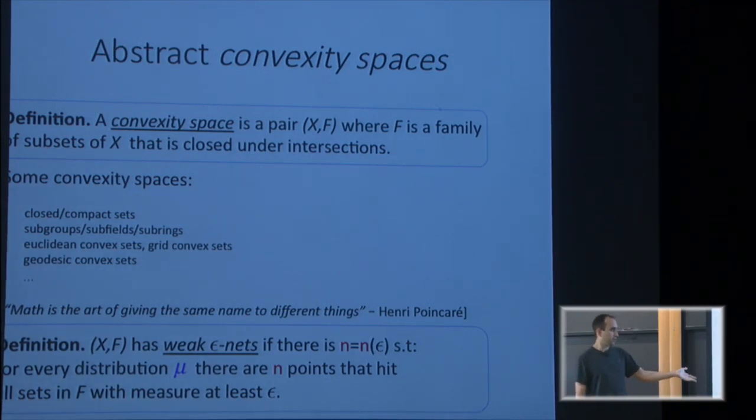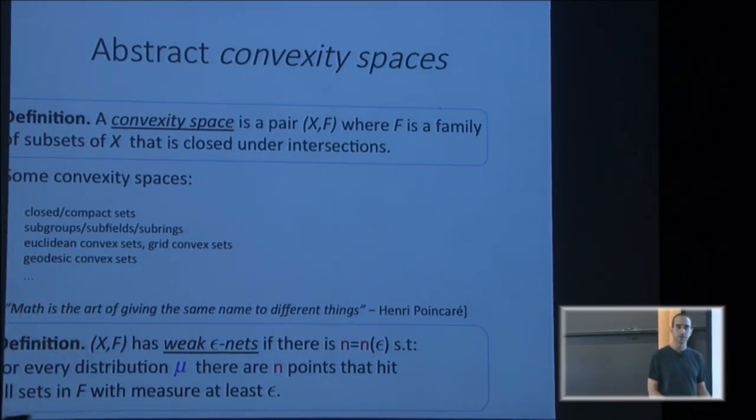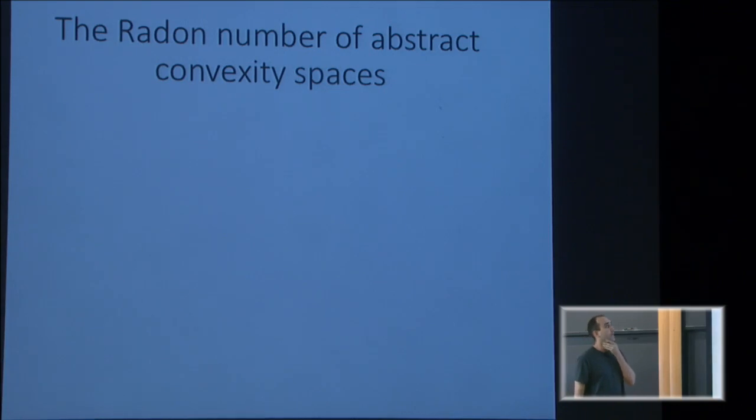And then we can define that a convexity space has the weak epsilon net property if there is a bound that depends only on epsilon, such that for every distribution there will be n points that hit all sets in the system, all convex sets, of measure at least epsilon. What we believe, and we almost have a theorem, is that the Radon number, which I will define soon, captures this notion.